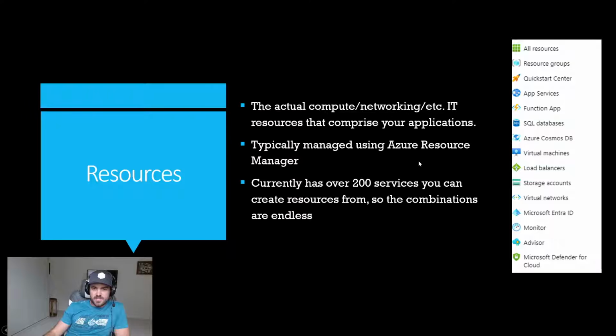Typically your resources are managed by Azure Resource Manager. Definitely keep that one in mind. You will definitely see something on the test about Azure Resource Manager. It's just kind of a one-stop shop to help manage all of your resources in one place, okay? There's currently over 200 services that you can create resources from, so there's endless combinations. Of course, this is just a snippet from the Azure portal of a few common popular services, but you can see here that if you were to go to this all resources, then you would most certainly be overwhelmed with the amounts of resources you could get your hands on.